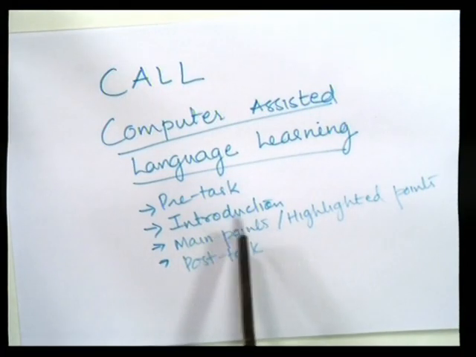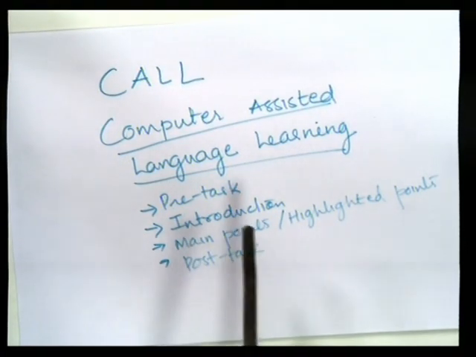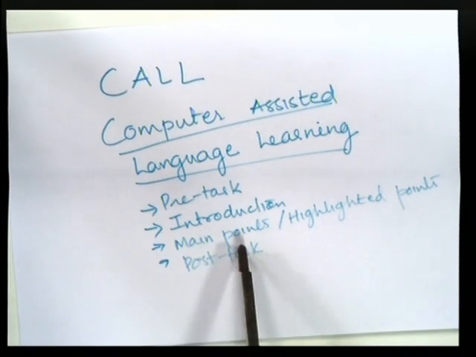Then it is given main points or highlighted points. Main points can be what is the moral, what is the theme of the story or the theme of the poem, or what are the principles involved in it, or what are the theories that revolve around it. So all this you can put in the slides. And the last is a post task. Post task is something that is activity oriented.